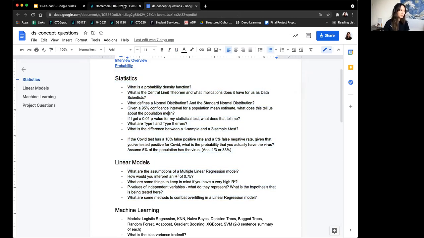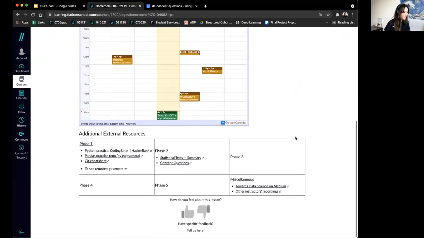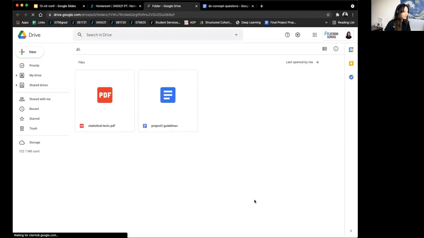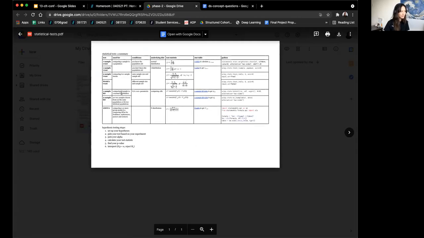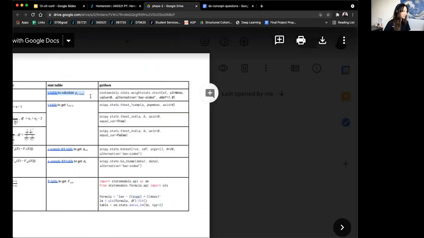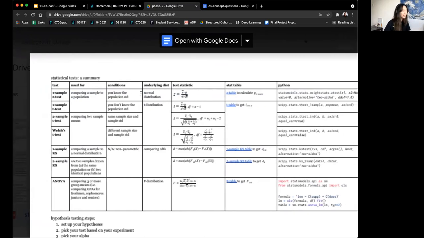Something else that's going to be helpful, because we're actually going to start talking about statistical tests. I've also linked down here, I've added these to the phase 2 resources, and this concept questions link is the same one that we have here. I've also put up a summary of statistical tests as a PDF. This is just every statistical test that we're going to talk about in the next couple of weeks. So today we're going to actually start with this first one, a one sample. I don't know why it's blurry now, but feel free to download this PDF.